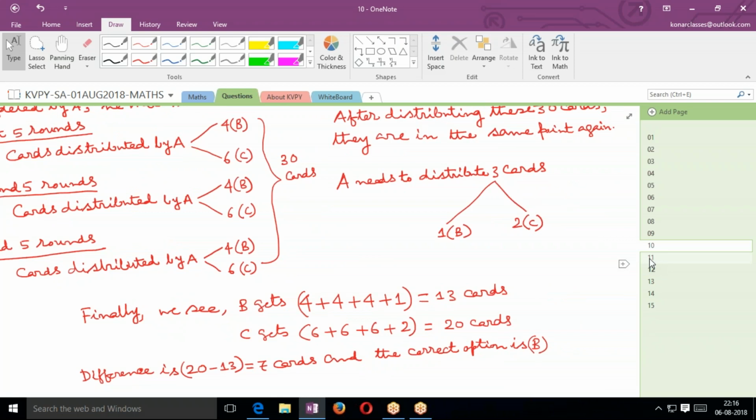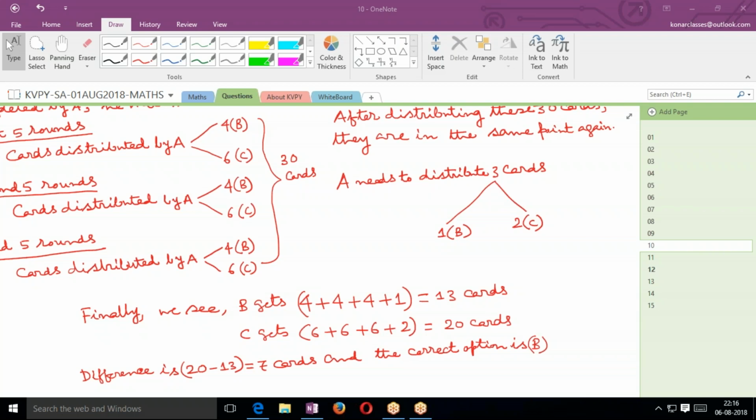Yes, Arshia, I see your question: is it not necessary to take only 5 rounds? We can also take 4 rounds or 6, right? Now the point is that if you read between the lines in the question, 33 cards have been distributed.